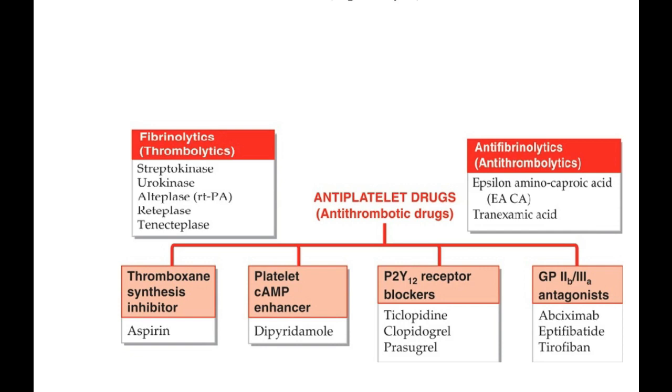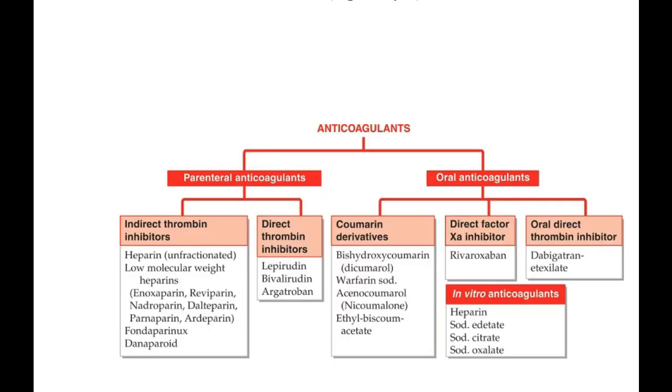This is a summary table for your antiplatelet drugs. You can see in the next table, the anticoagulant summary, they are divided into parenteral anticoagulants and oral anticoagulants as per their route of administration. The parenteral anticoagulants may be the indirect thrombin inhibitors, which we discussed as the heparins and other low molecular weight heparins. Then there are the direct thrombin inhibitors, which was lepirudin, and in the oral anticoagulants, we discussed the coumarin derivatives, which was warfarin, and then the direct factor 10 inhibitors and the direct thrombin inhibitors.